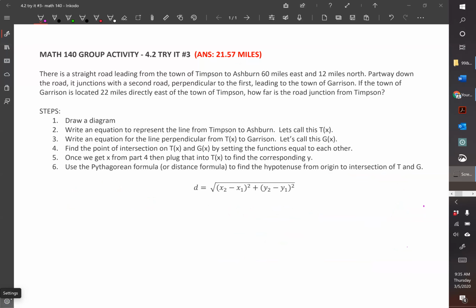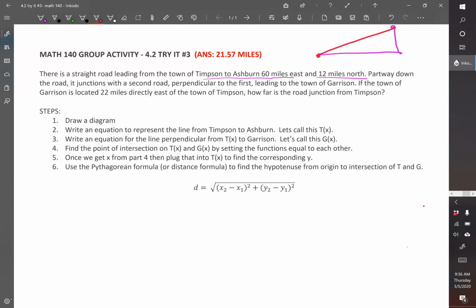Okay, so now let's get into our problem. There is a straight road leading from the town of Timpson to Ashburn, 60 miles east and 12 miles north. So east, I'm going this way, 60 miles, and then it's up about 12 north. So it's right about there. Partway down the road, it junctions with a second road perpendicular to the first. So I'm going to just draw a line here.